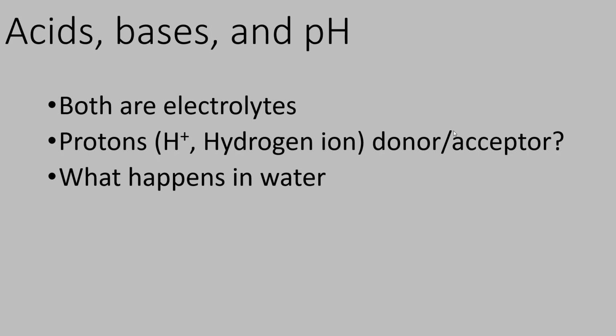Now, when we're talking about acids and bases, we talk about pH. And pH is a measurement of proton concentration, or H+ concentration, or hydrogen ion concentration. So what does that mean? Well, protons, H+, and hydrogen ions are all the exact same thing. You can hear any of those, protons, H plus, or hydrogen ion, and it means the same thing.